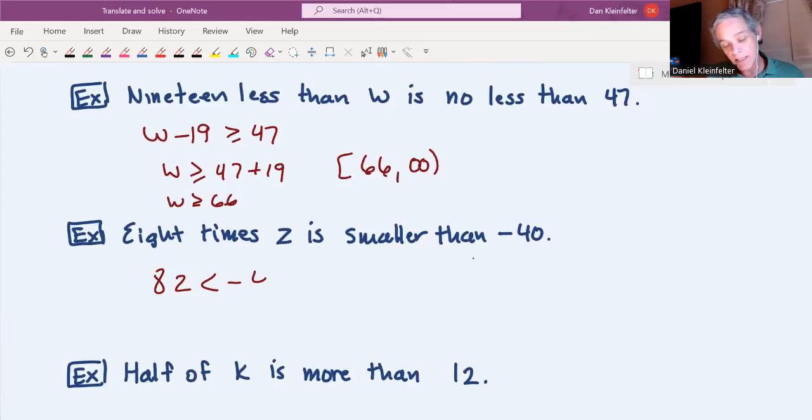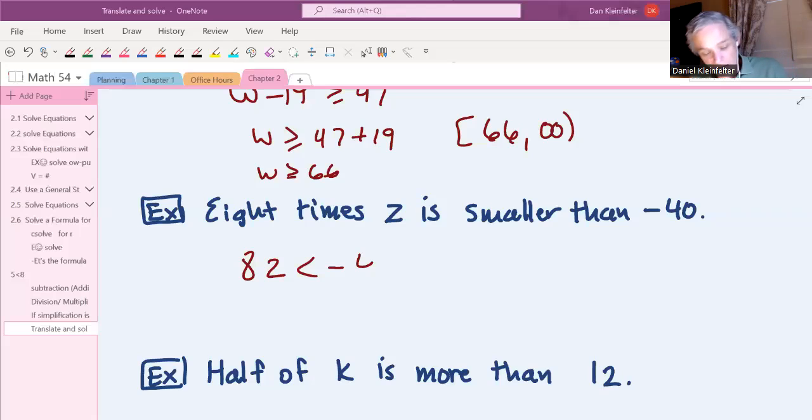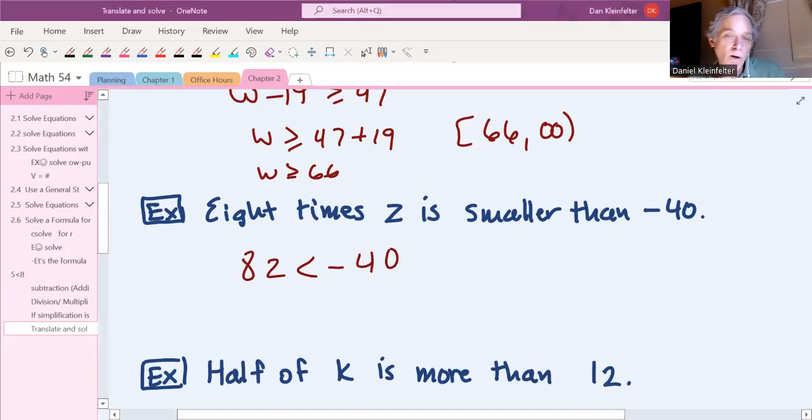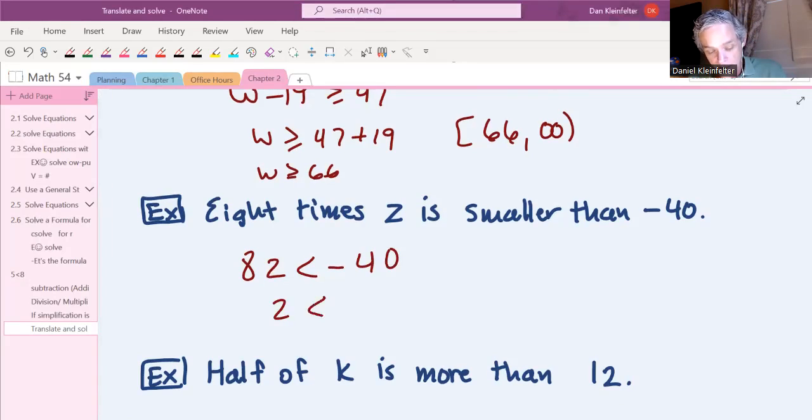So here we're going to need to, all right, let me try that again. 8 times z is smaller than negative 40. We're going to divide through both sides by 8, which is positive. So we'll just have negative 40 divided by 8, which is negative 5. Z is smaller than negative 5. That's negative infinity up to negative 5.